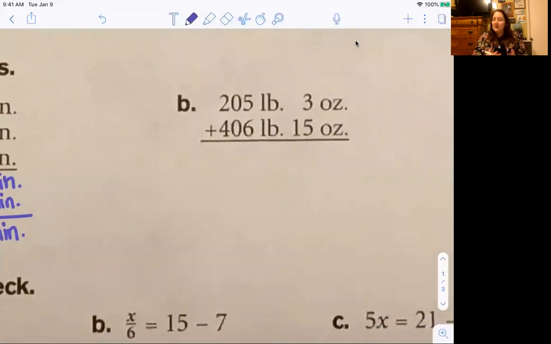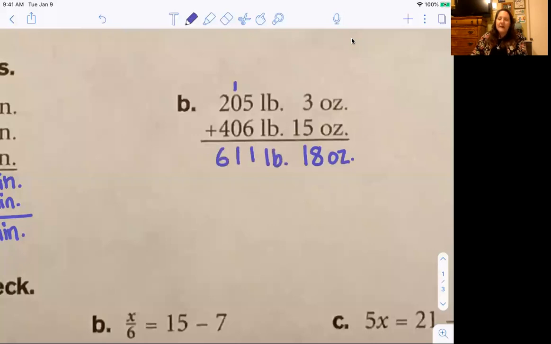Let's try letter B. We're adding, so we don't need to borrow. Don't get confused. When we add, we don't have to borrow. All we have to do is add up the columns. So 3 plus 15 is 18. And 205 plus 406. So let's do this in steps.